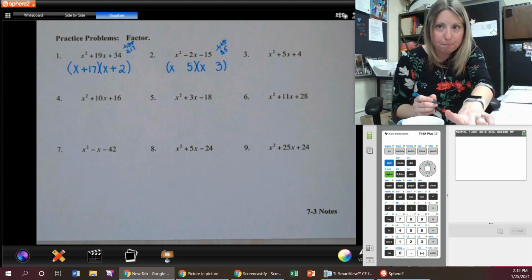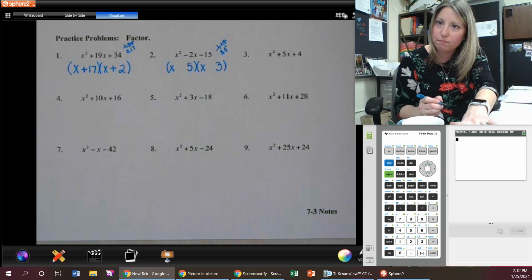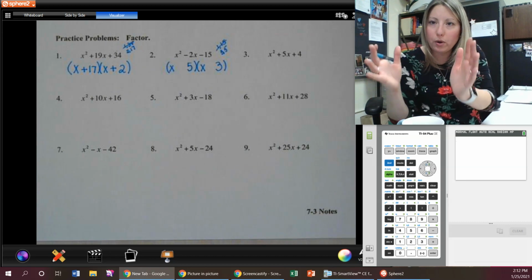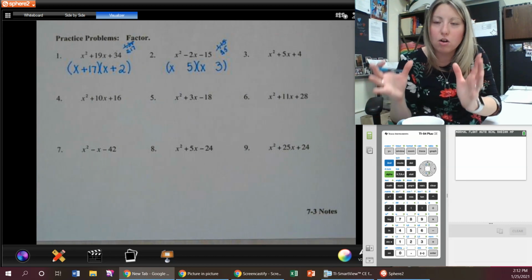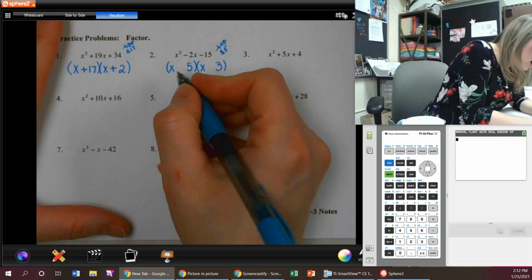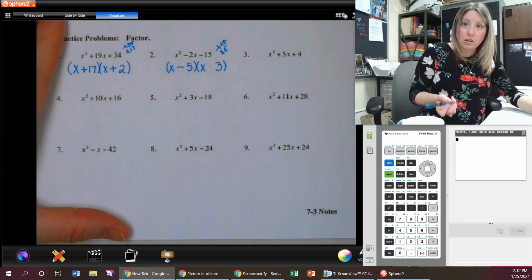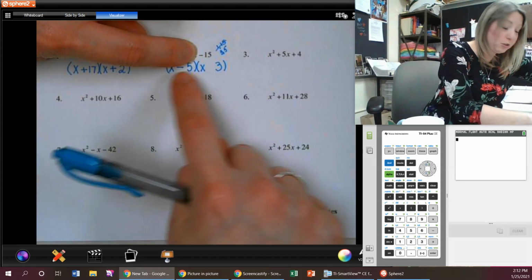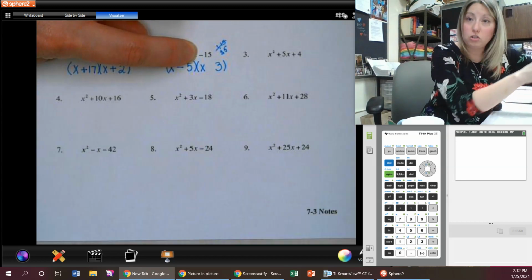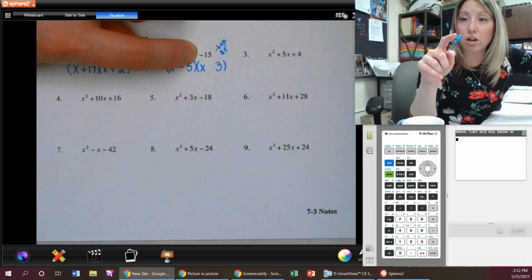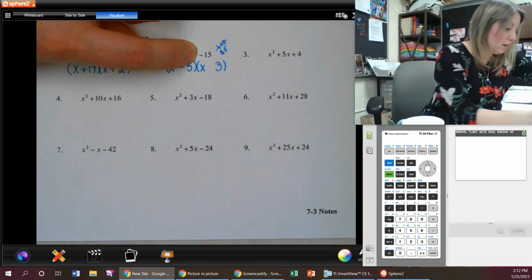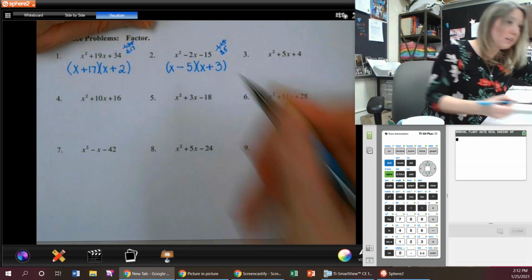Well, let's think about that. Which is bigger, 5 or 3? 5. The bigger factor always has the same sign as the middle for this reason. So 5 has to be negative. Now, if your end term is negative, then these have to be different signs to do that last multiplication in FOIL and get me a negative 15. So this has to be positive.